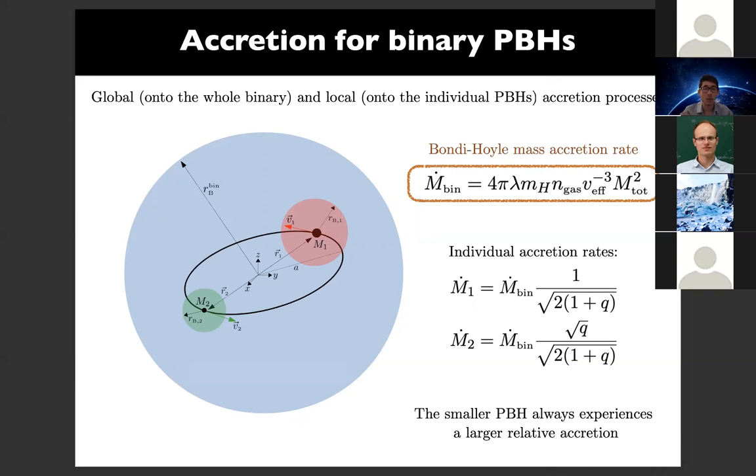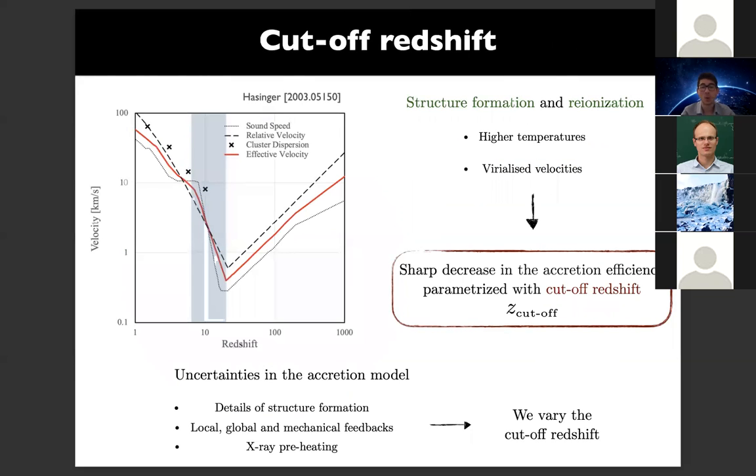Now, accretion will continue until we reach redshift around 10 or so. So basically, until we reach the onset of structure formation and reionization. Since around these epochs, basically there is an increase in the temperature of the surrounding medium, and also an increase of the velocities of the primordial black holes which fall within the virialized structure. And therefore, the accretion rate is expected to diminish a lot.